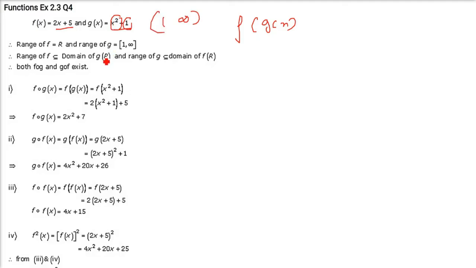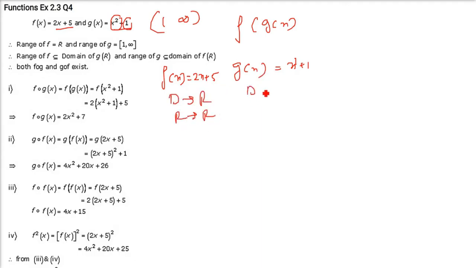Okay. So let me just give you a brief idea, because it is very important that when we are trying to find out fog and gof, we understand whether it is possible or not. The domain is real numbers for 2x plus 5. Range is real numbers. Domain is real numbers. Range is 1 to infinity. So this is this subset, this is this subset.